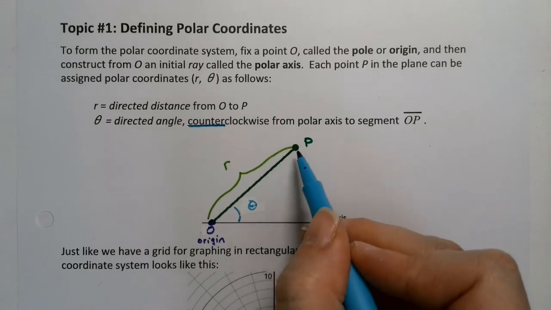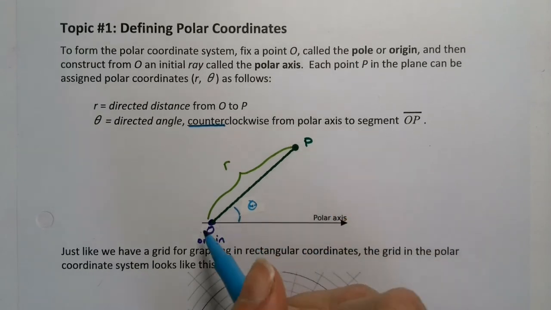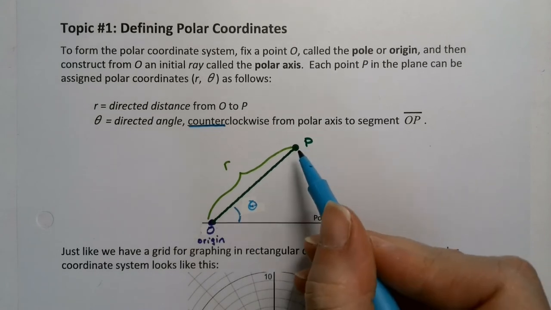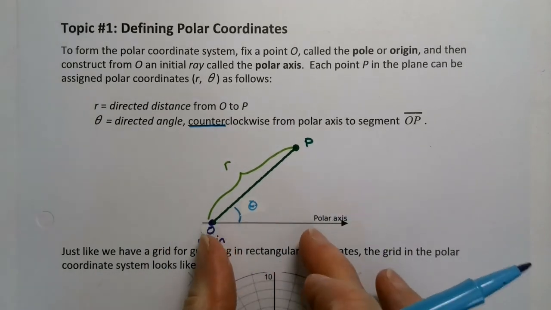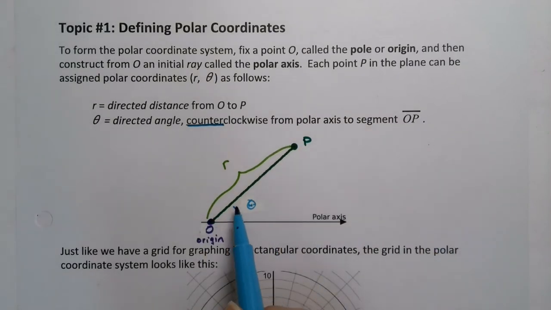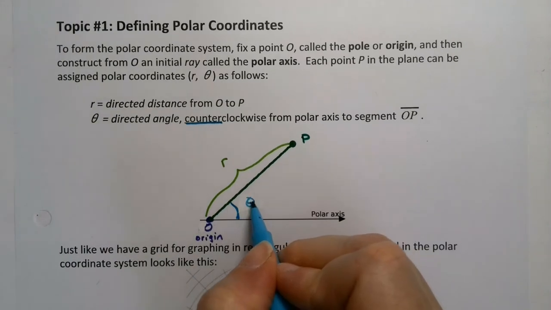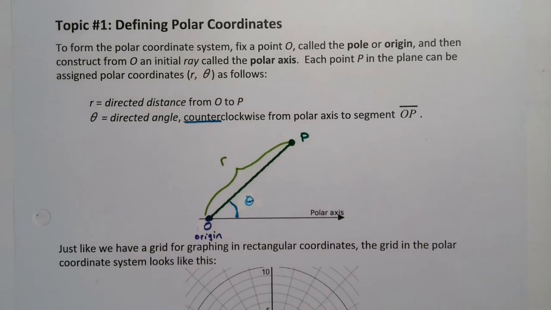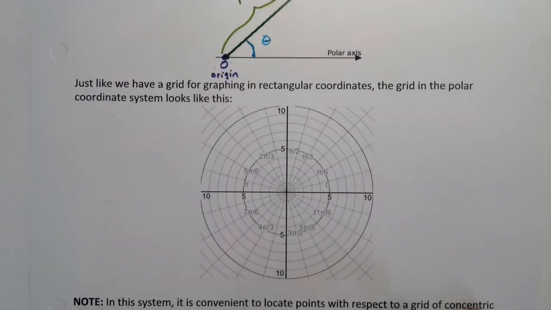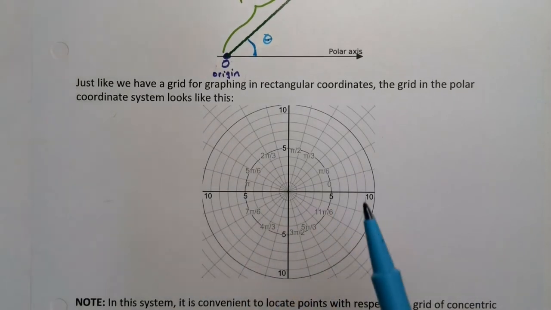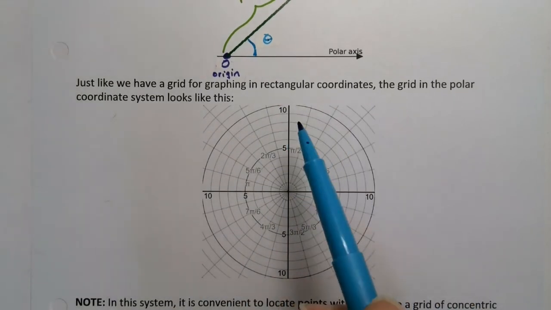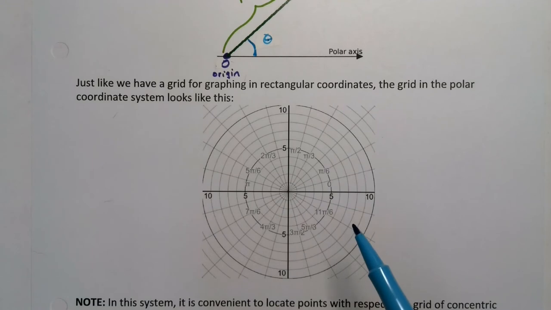So this is fascinating. You can still get to that point P, but instead of saying, oh, I go over x, up y, you say, all right, tell me how far out it is, and then tell me what angle it forms with the polar axis, which you've known as the positive x-axis. Now, if this is sounding familiar, that's because you've used this when you built the unit circle back in pre-calc. So just like we have a grid for rectangular coordinates, there's a grid for polar coordinates, and it looks like this. This is built in Desmos, but there are plenty of others.